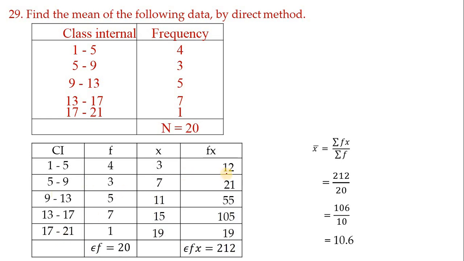So to solve this problem, keep the table columns in mind. The first two columns will be there in the question itself, and the third is for x and the fourth is for fx, and then the formula. If you know these things, simply you can solve this problem. And in this problem we have a choice question. Let us look into that.